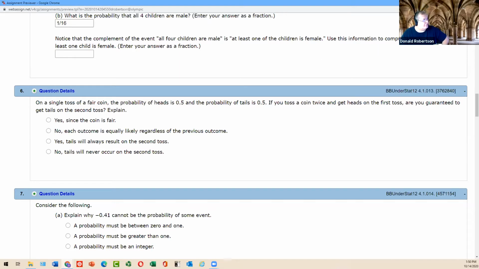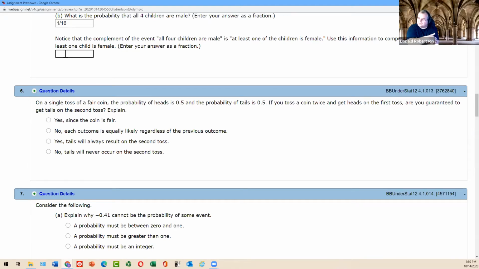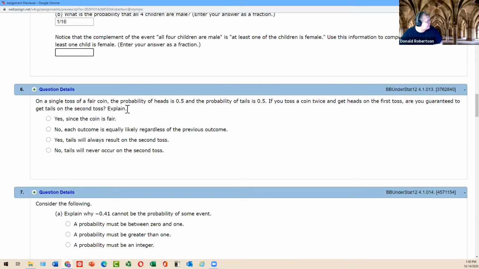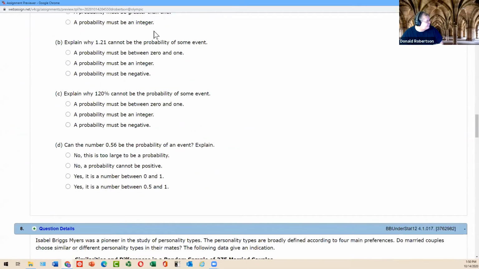Use this information to compute the probability that at least one child is a female. What fraction is that then? 15/16. See how it's easier to count by doing the complement, right? 1 is, 15 isn't. That's essentially what's going on there. There's a probability. Here's a list of ones that don't work.